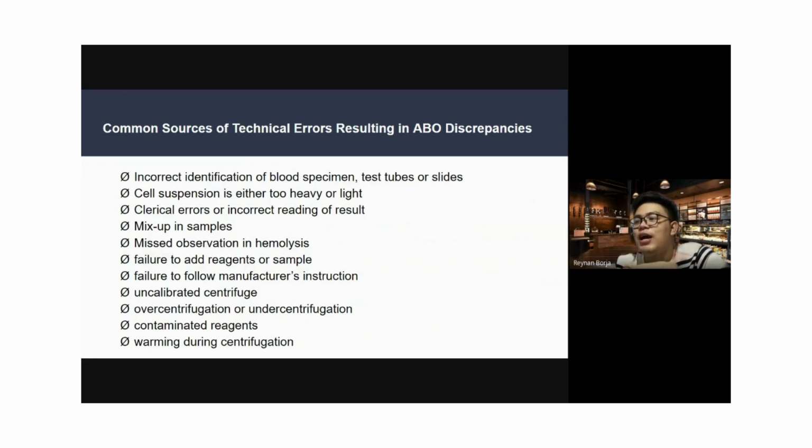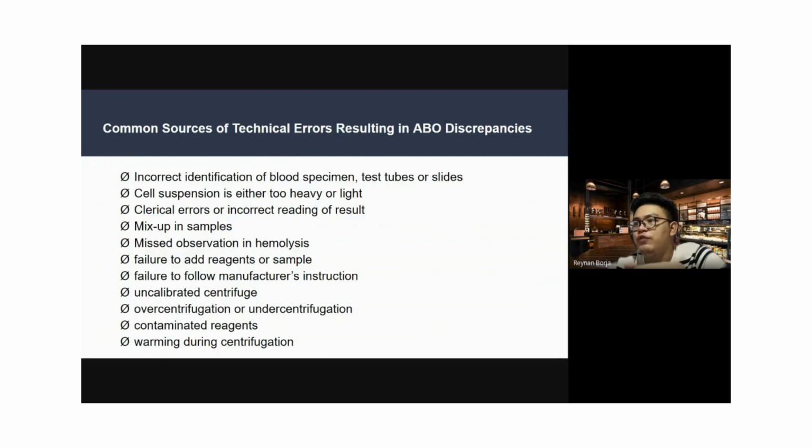Okay, question. Ano nga po ba yung pang-calibrate ng ating centrifuge? Clinical chemistry board exam question. Tachometer. Okay, tachometer. Over centrifugation or under centrifugation, same goes around. Sinabi ko earlier. Contaminated reagents. Ibig sabihin, either yung LISS mo is contaminated or yung mismong gel card mo is invalid na. Nag-deteriorate na yung reagent. Okay?